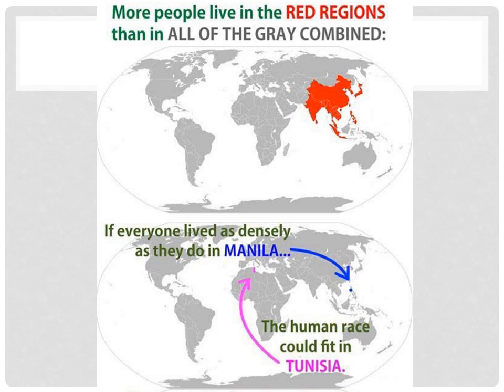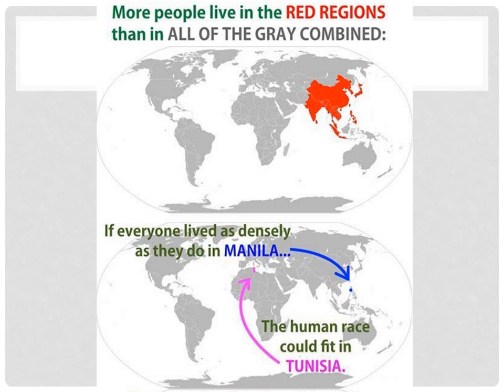Now, what you're going to see over the next few slides is a comparison of population density and total global population. For example, getting us started, it says if everyone lived as densely as they do in Manila, which is the capital of the Philippines, the entire human race could fit into Tunisia, a country in North Africa. A little bit of background about Manila: it is the most densely populated city on Earth. One statistic that I've seen puts it at 41,515 people per square kilometer. 41,000 people per square kilometer in Manila.